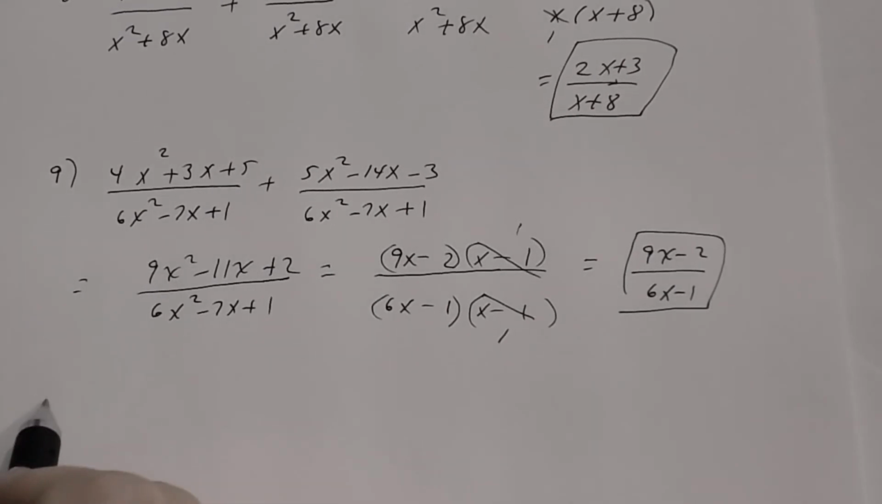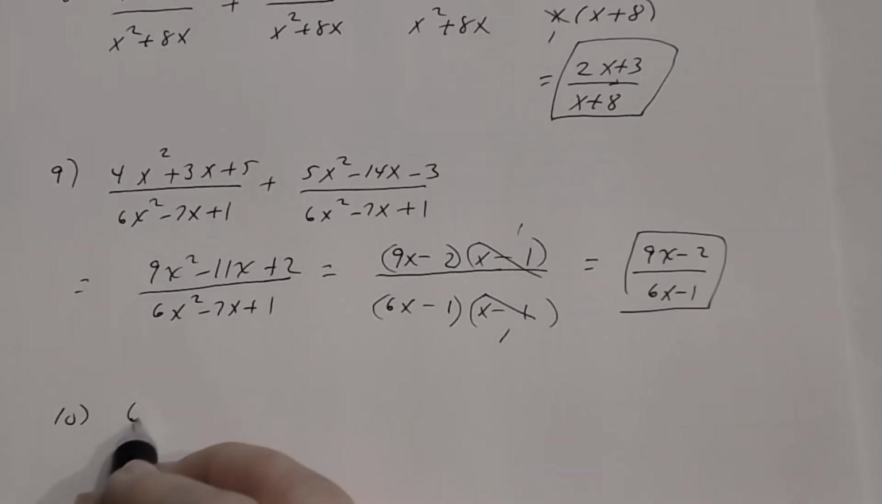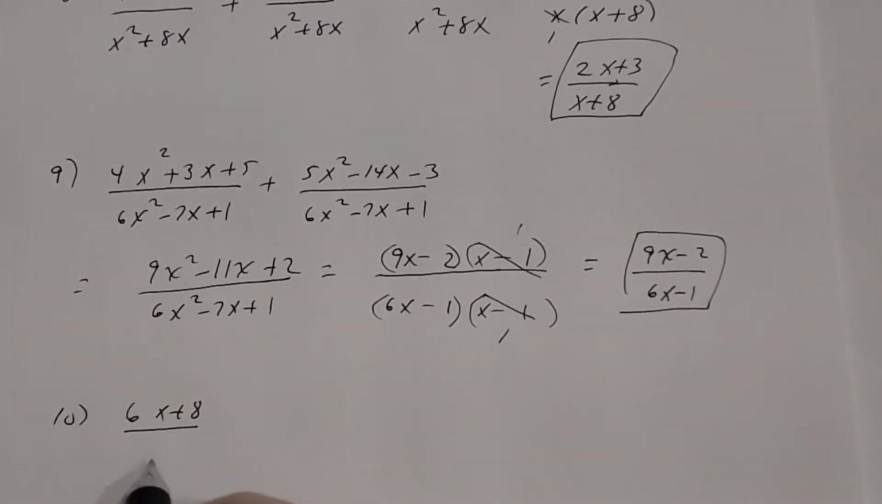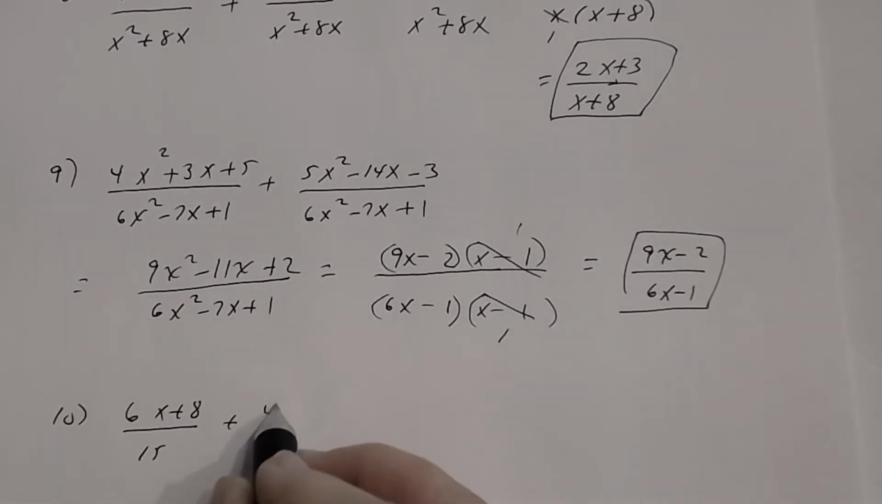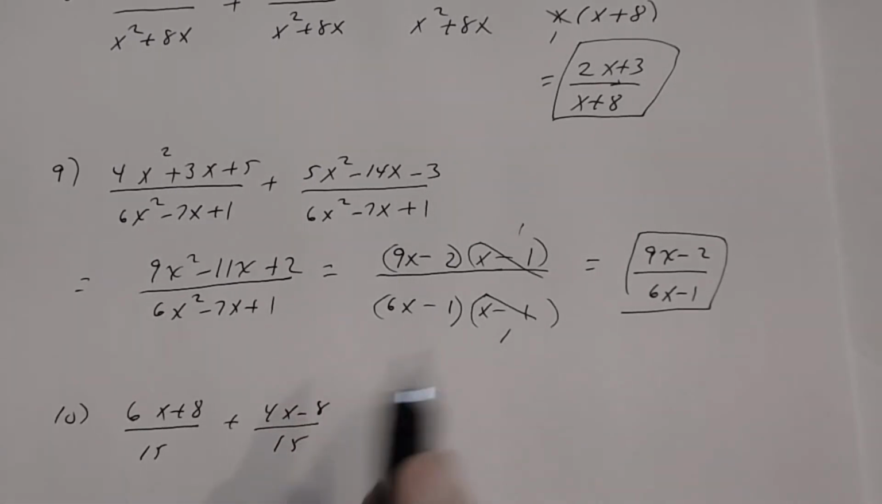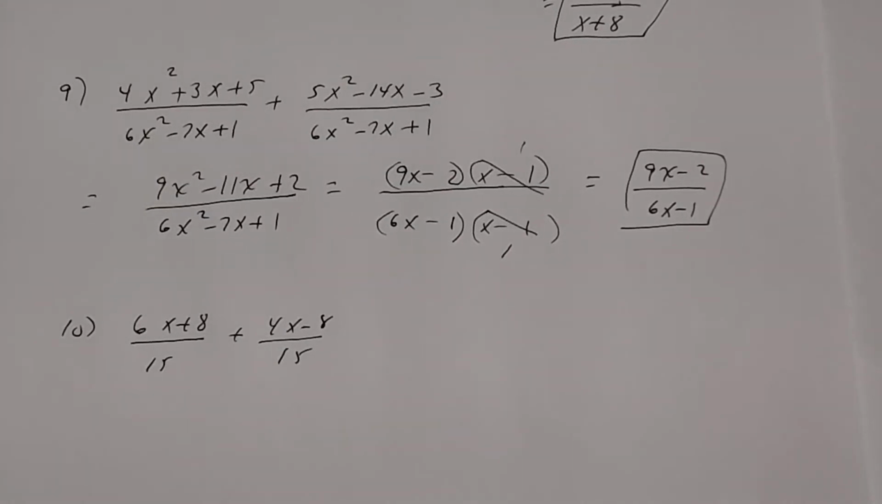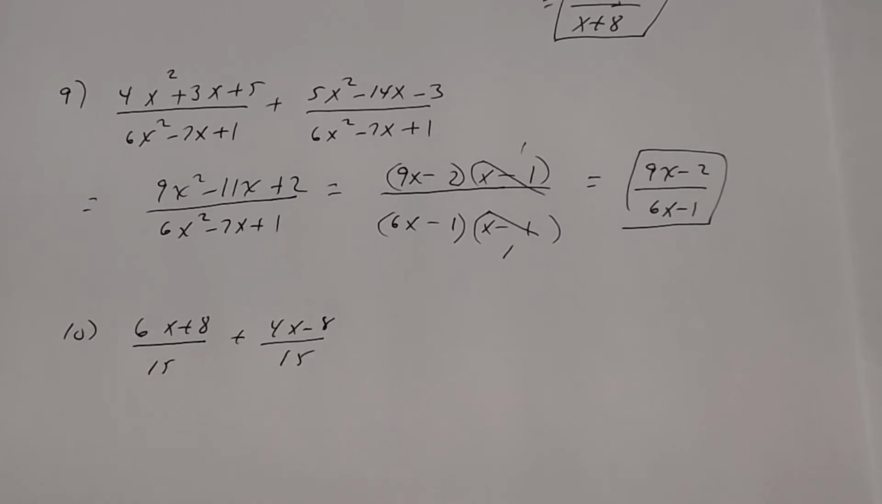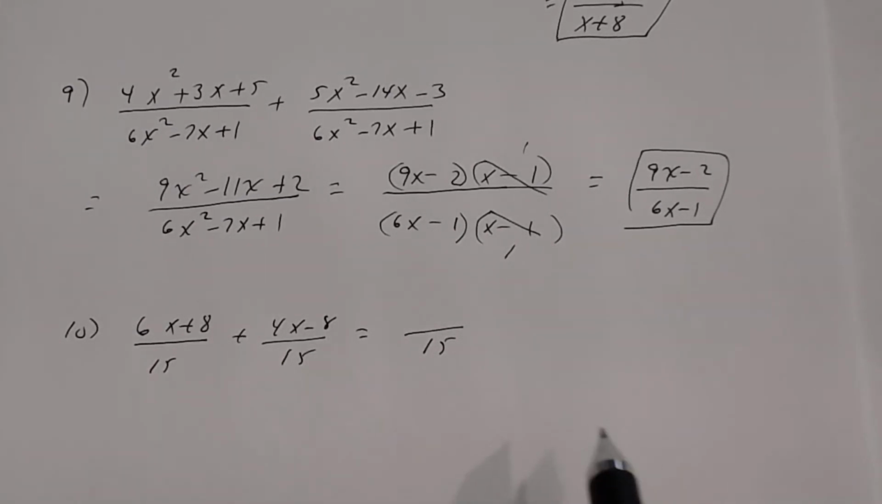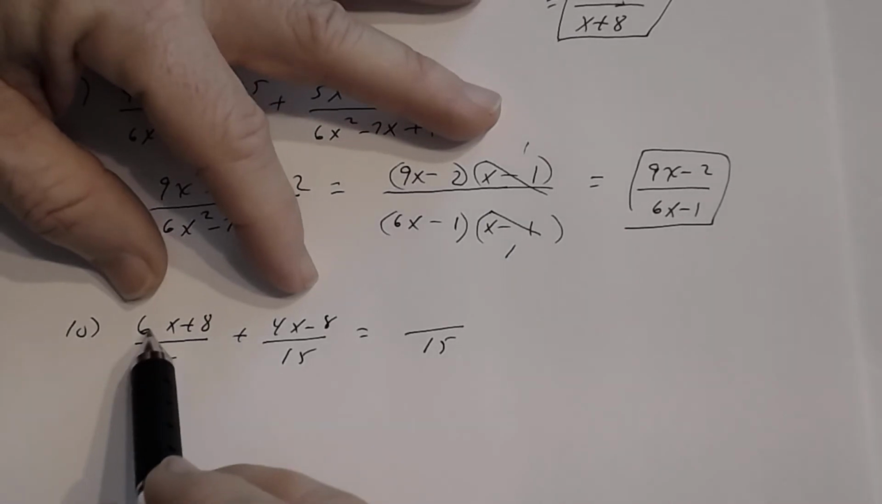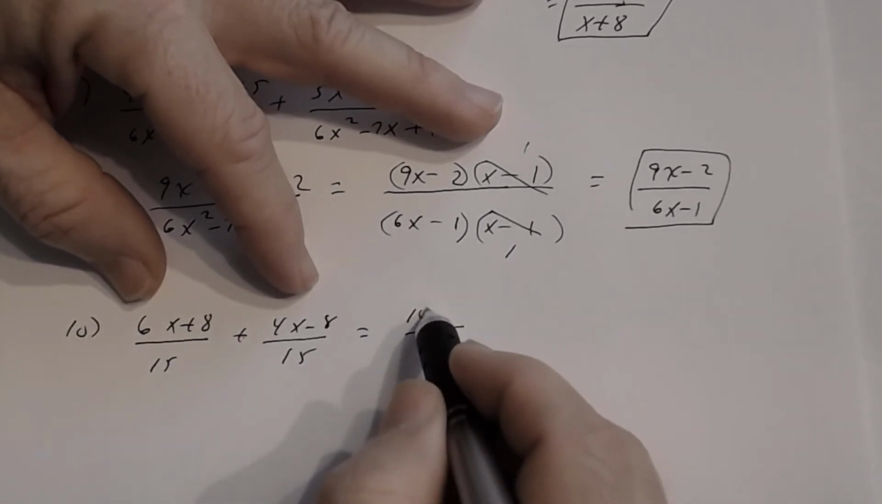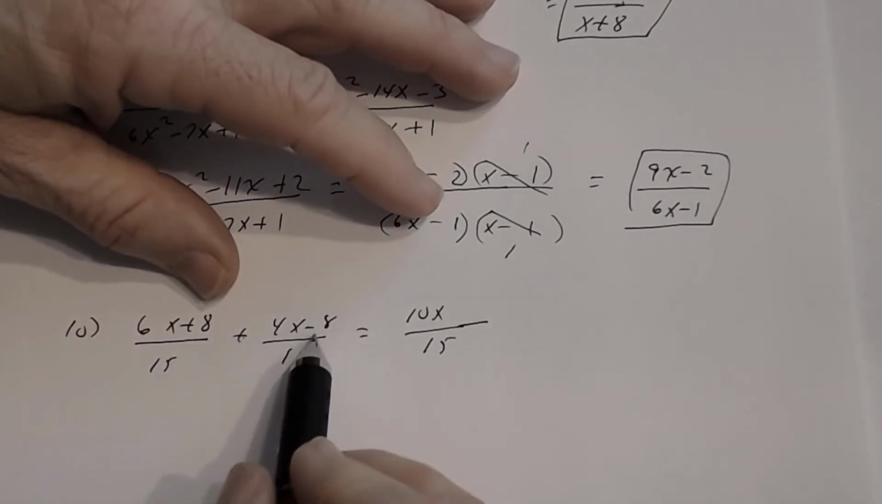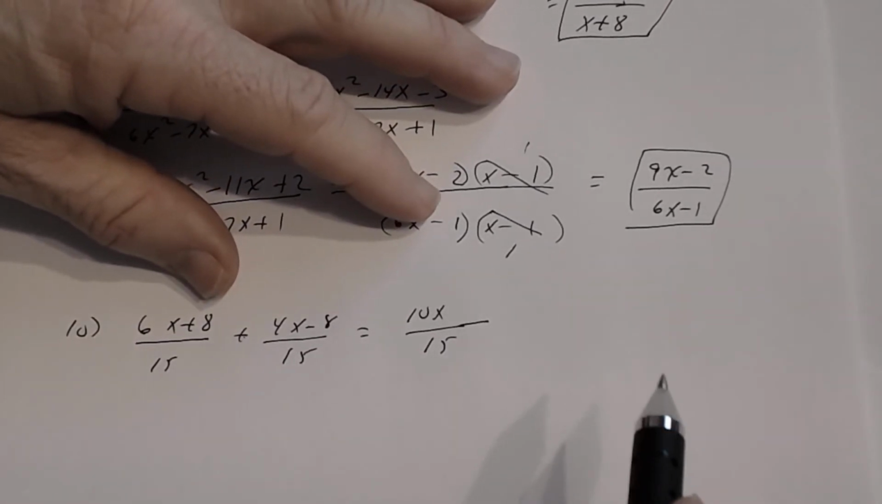Okay, number 10. So let's suppose in number 10, we have 6x plus 8 divided by 15 plus 4x minus 8 divided by 15. All right, so that's an easy one, right? So we're doing some little bit difficult ones. Now let's look at an easy one again. So the denominators, they're both alike. So I can combine this into one rational expression, and all I need to do is add their numerators together. So 6x plus 4x is 10x, and then 8 plus a negative 8 is 0. So I get 10x divided by 15.